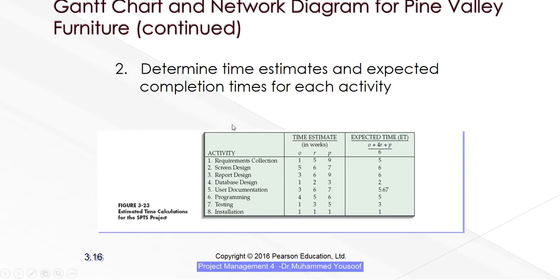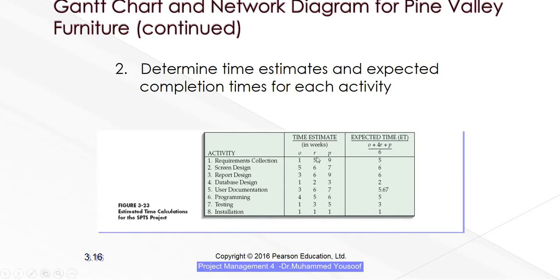Please look at these words here. We have got something called time estimate, and this is in weeks. How many weeks will it take? O is actually called optimistic. Optimistic means a very good situation. I can do it in 1 week. That's the best I can do.